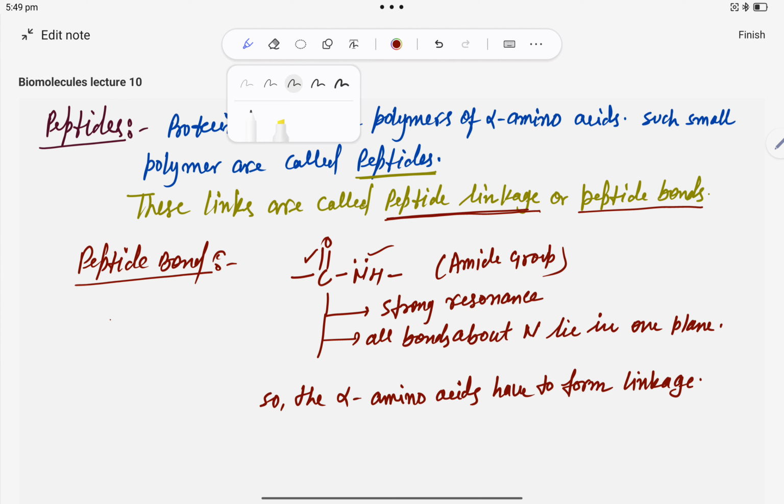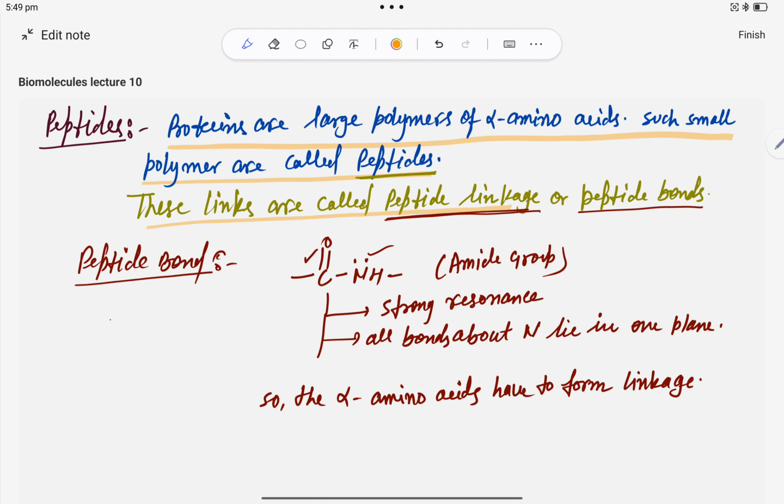Definition once again I am reading. Proteins are large polymers of alpha amino acids. Such small polymers are called peptides. These linkages are called peptide linkage or peptide bond. And this is the peptide bond. Strong resonance. All bonds about N lie in a planar species. So alpha amino acids form the linkage. That's it.